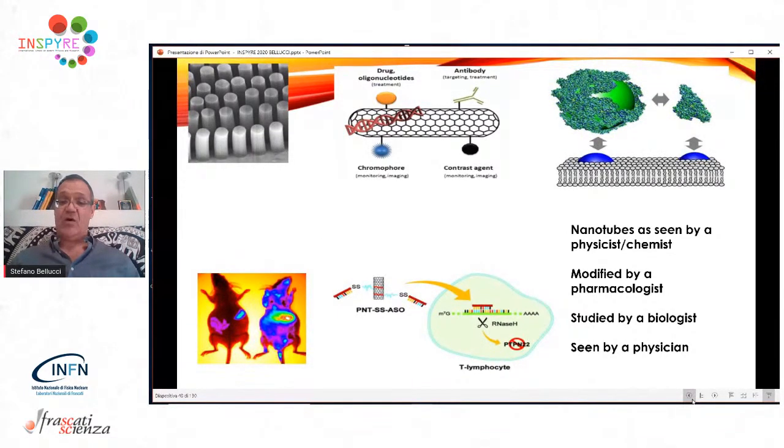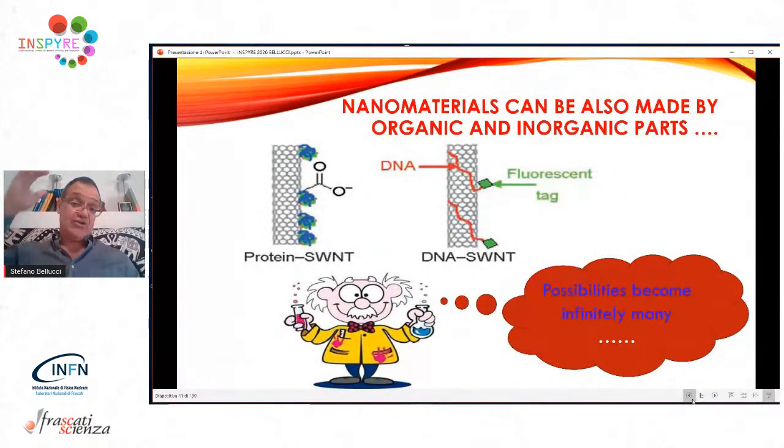So nanotubes in general now appear, or nanomaterials, I'm using nanotubes as an epitome for any nanoparticle, appears to have physicochemical properties that we can assess in the lab when we create it or modify it. But then it is further modified by the pharmaceutical intervention. For instance, a pharmacologist can put a drug on it, and then it is studied both from a biological point of view, in vitro or in vivo, as well as in clinical tests by a medical doctor. In general, nanomaterials can be very complex objects because they can be made and engineered to carry on their surface proteins, DNA, fluorescent tags. So possibilities become infinitely many when you consider that you can add organic as well as inorganic functional groups on the surface of the nanoparticle.